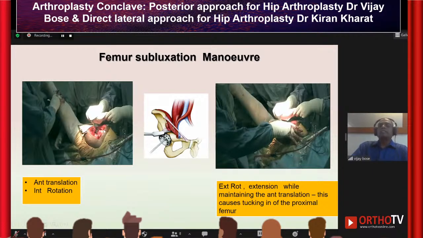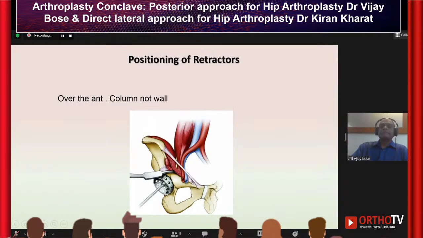So you do this internal rotation while anterior translation. While holding the anterior translation, you externally rotate, and the femur tucks inside like that. I'll show that in detail.